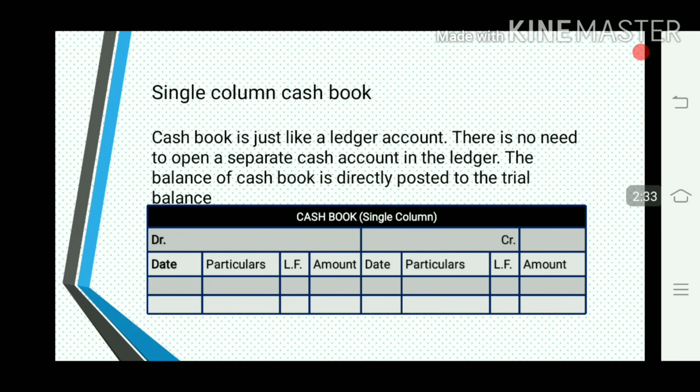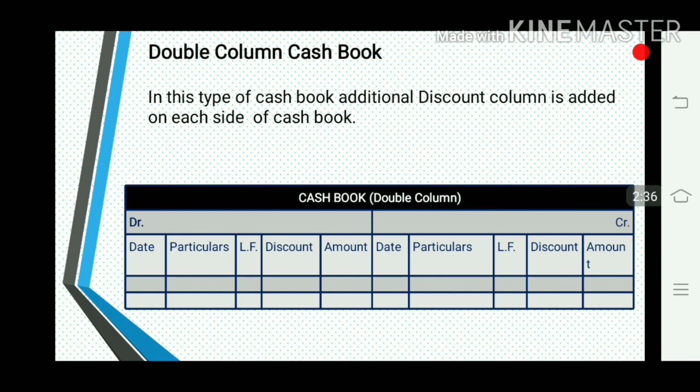Now we will see the double column cash book. In this type of cash book, an additional discount column is added on each side of the cash book. The debit side column of discount represents the discount allowed to debtors, and the credit side discount column means the discount received from suppliers or creditors while making payment. This is the format of the double column cash book. On the receipt side a discount column is added, and on the payment side also a discount column is added, and the other columns which are in the single column cash book are the same in the double column cash book.